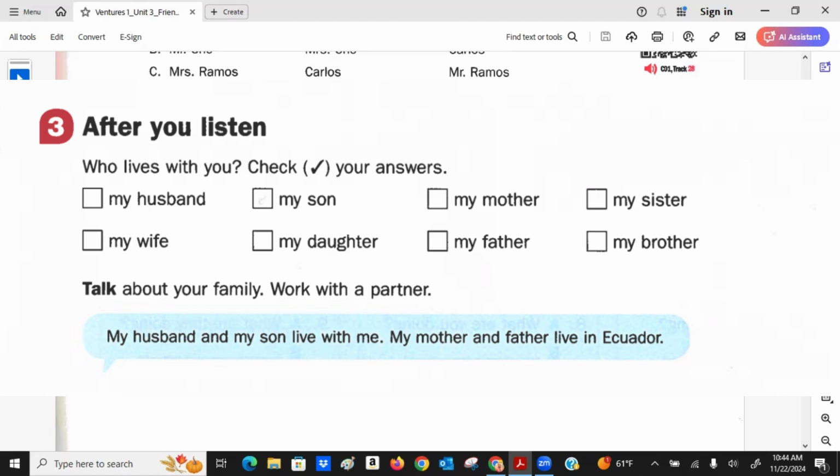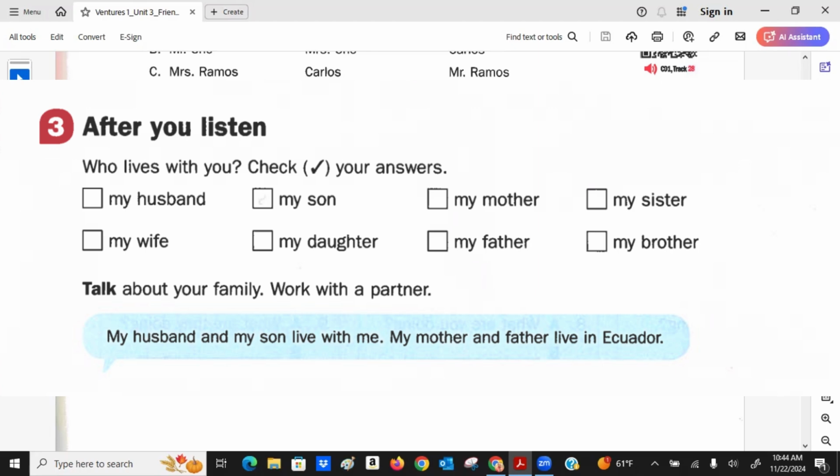Perfect. Now you can talk about your family and you can work with a partner. Look at the sentence that is below. We're going to practice that sentence. My husband and my son live with me. My mother and father live in Ecuador. If you notice, on those two sentences, they talk about two people, right? My husband and my son live with me, two people. Then in the other one, they say my mother and father live in Ecuador.